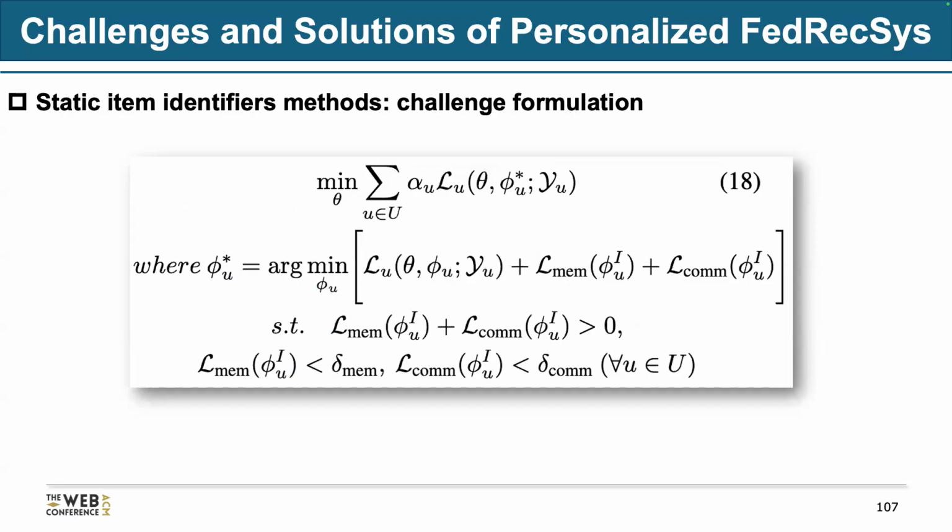We formulate the challenge as an optimization problem, which will guide the design of potential solutions. Specifically, we refine the optimization objective of personalized FedRecSys by introducing the memory loss and the communication loss for personalized item embeddings. Finally, it is formulated as a multi-objective optimization problem. Notably, both losses must adhere to the multi-objective balance constraint and remain within the predefined thresholds.